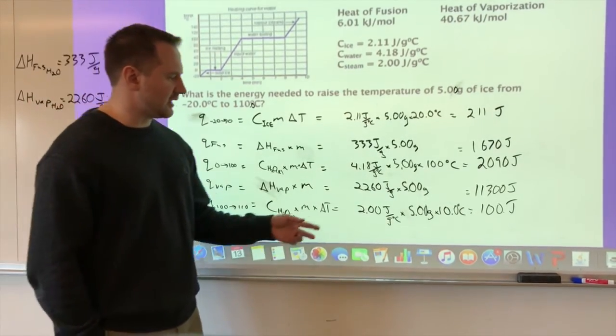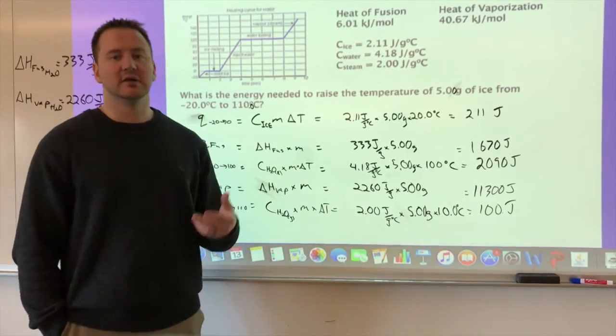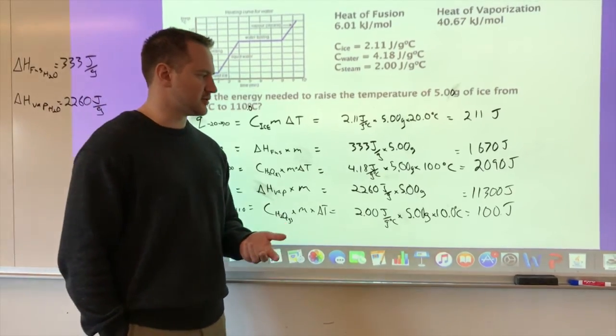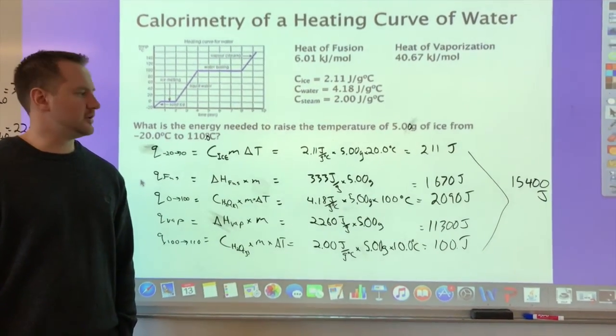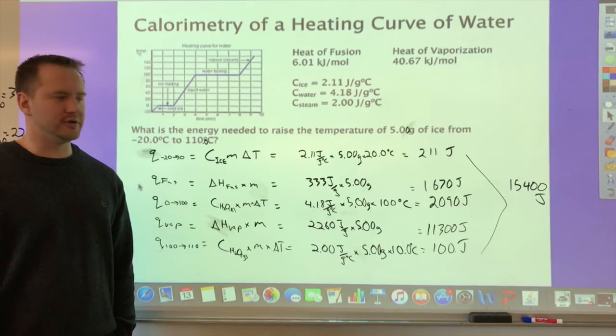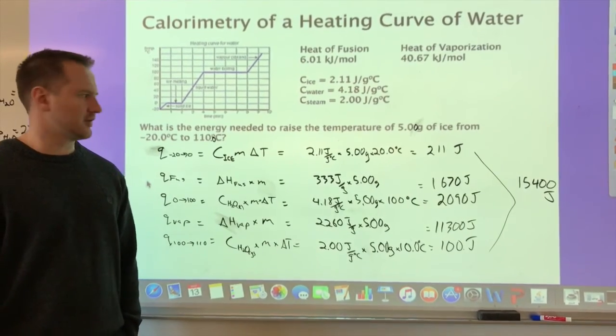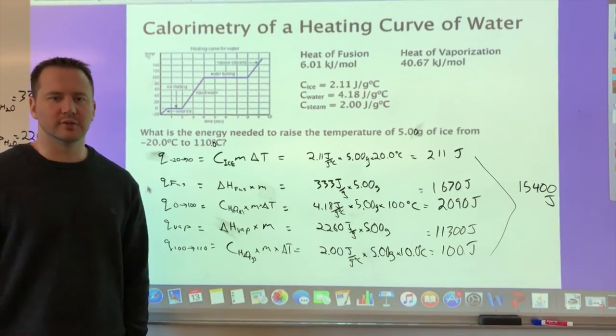Then to heat it up again as a gas, you multiply the specific heat times the mass times the change in temperature. This all required a total energy input of 15,400 joules, when rounding to 3 significant figures, because that's what we would have to do with the information given in the problem.